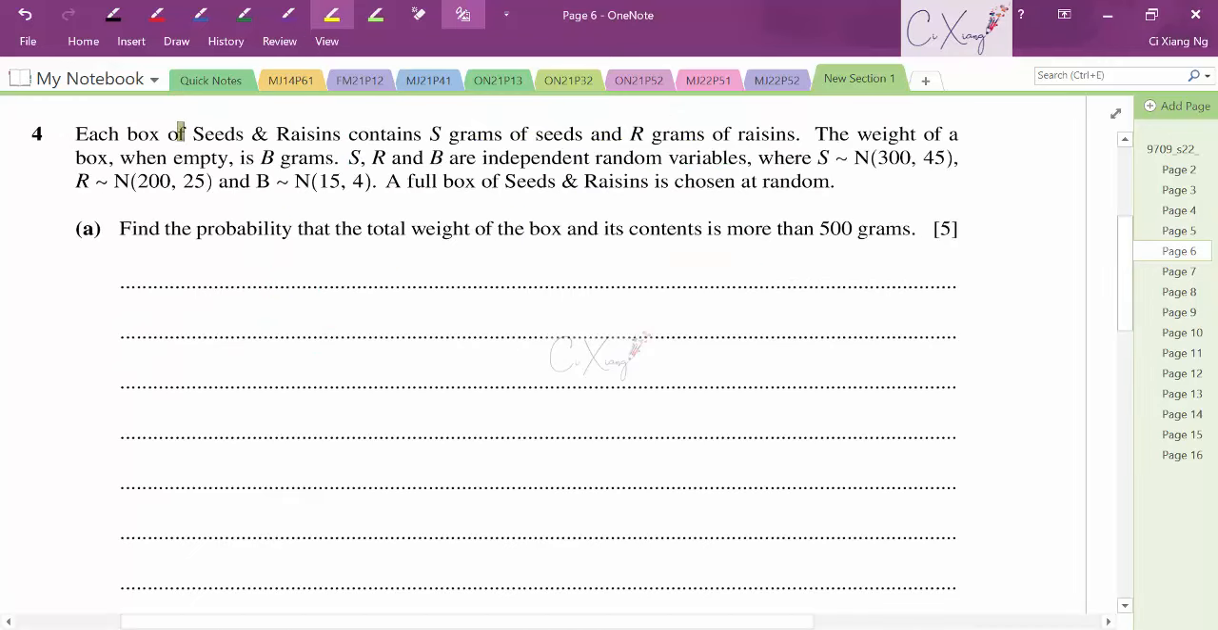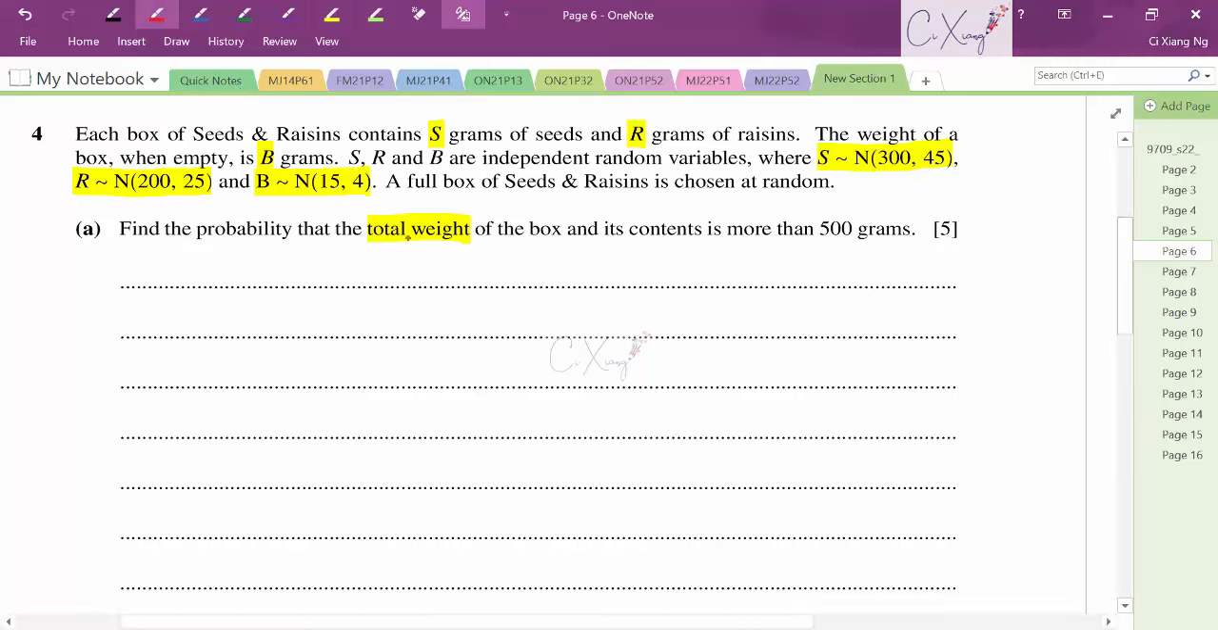Okay, so let's discuss question number 4. Each box of seeds and raisins contains S grams of seeds and also R grams of raisins. The weight of a box, which is B, when empty is B grams, all right? So S, R, B are independent random variables, and all of them are normally distributed respectively. A full box of seeds and raisins is chosen at random. Find the probability that the total weight of the box and the content is more than 500 grams.